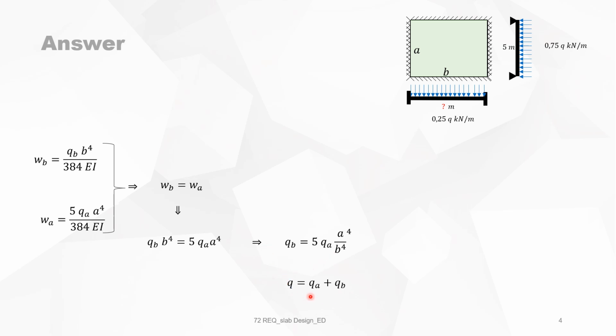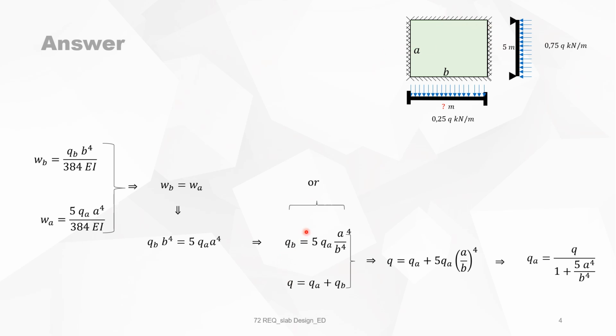And we know that the total load is equal to the load in the direction of A plus the load in the direction of B. If we substitute for QB, then we have one formula which gives you the load transfer in the direction of A as a percentage of the total load. And it's only depending on the geometric dimensions of the slab, and of course, the conditions of the supports.